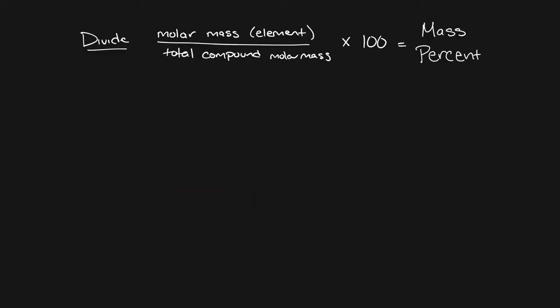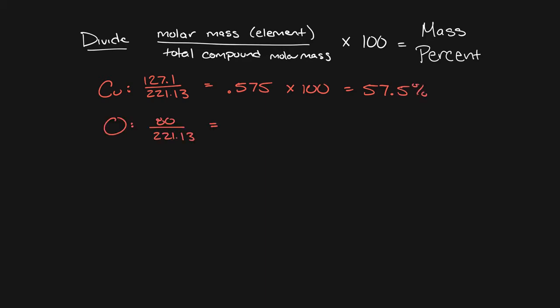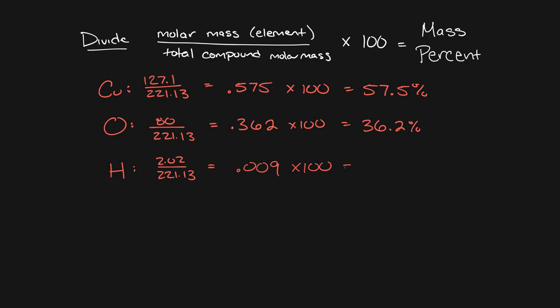Lastly, we are calculating the mass percent of each element in the compound. Copper is 127.1 divided by 221.13 to equal 0.575 multiplied by 100 to equal 57.5%. We repeat this with oxygen to get 0.362 multiplied by 100 to get 36.2%. Hydrogen's equals 0.009 times 100 to equal 0.9%.